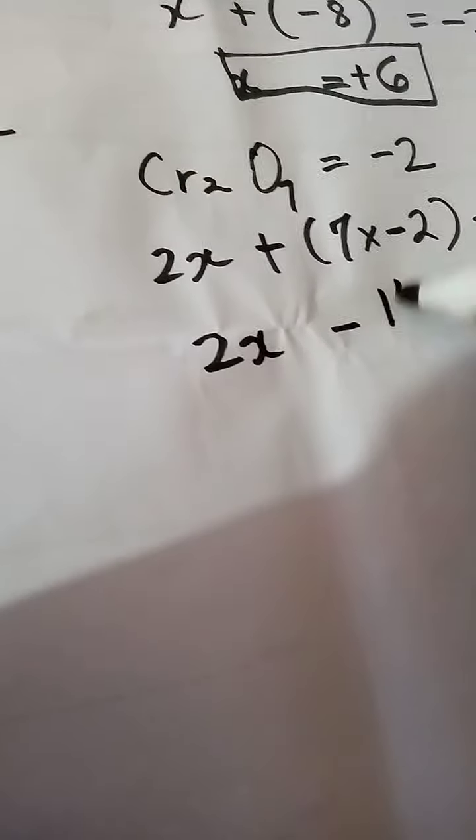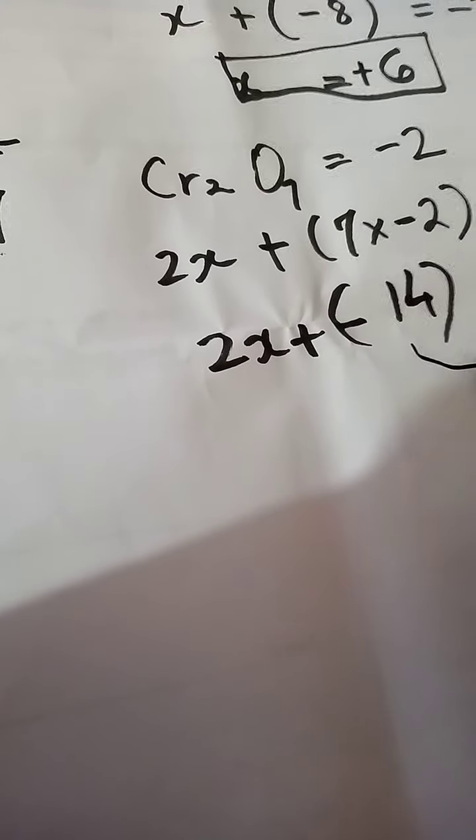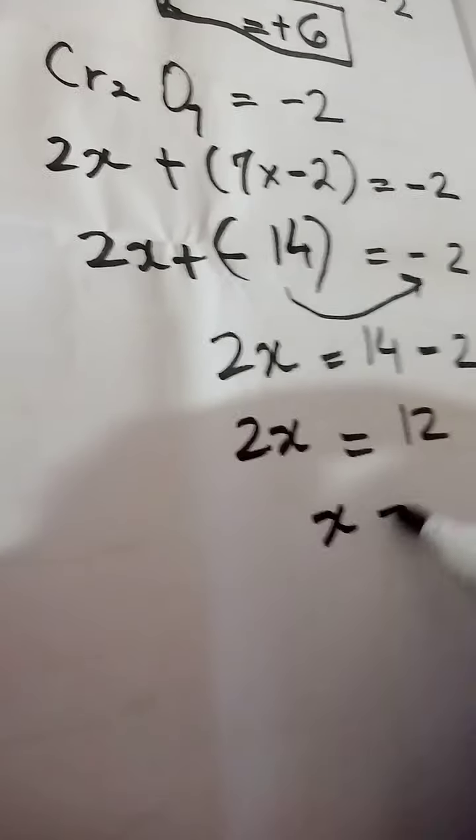So the equation would be Cr2O7 equals minus 2. It would be 2x plus 7 into minus 2 equals minus 2, and that'll be 2x minus 14 equals minus 2, and then we take this to the other side, and we get 2x equals 14 minus 2 equals 12, so x would be 6.